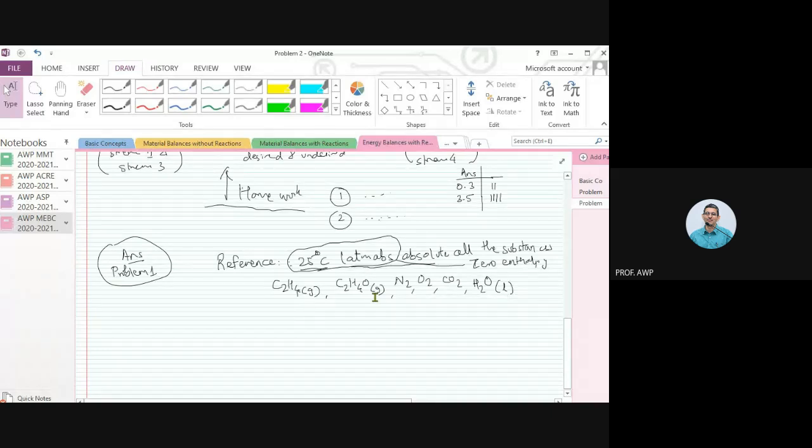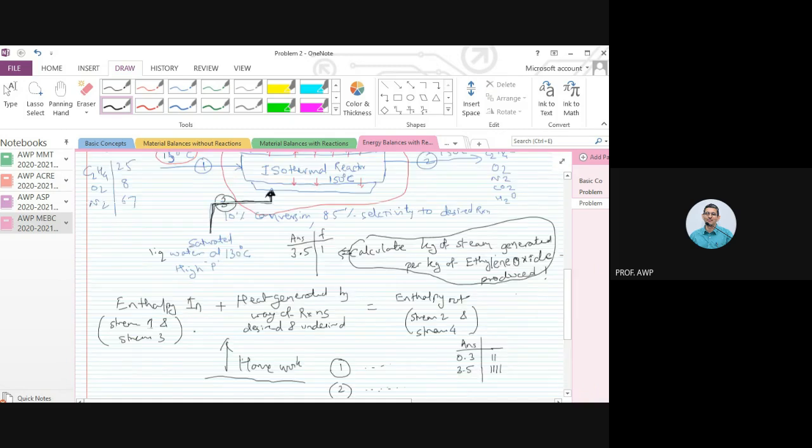Water in the natural state at 25 degrees centigrade, 1 atmosphere is the liquid. Do you agree with that? Yes, sir. So we are saying that these have zero enthalpy.